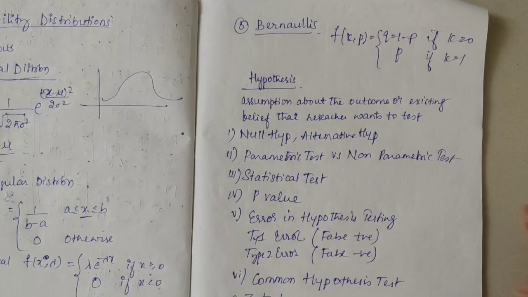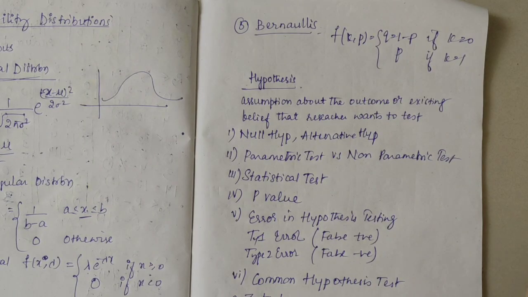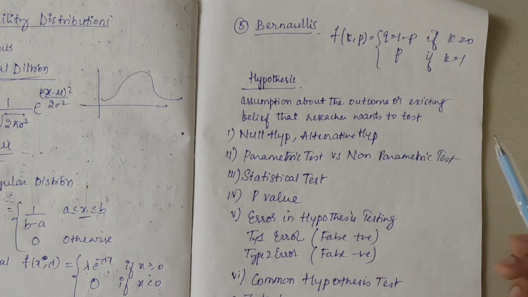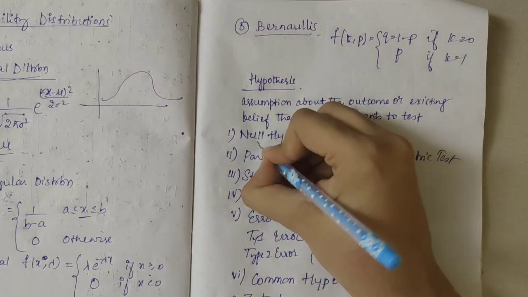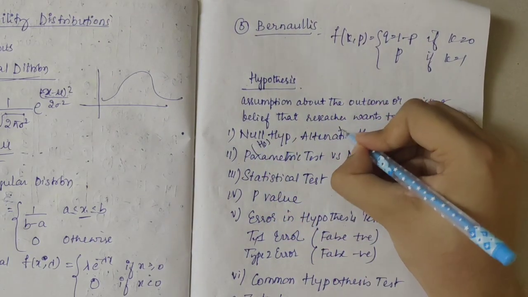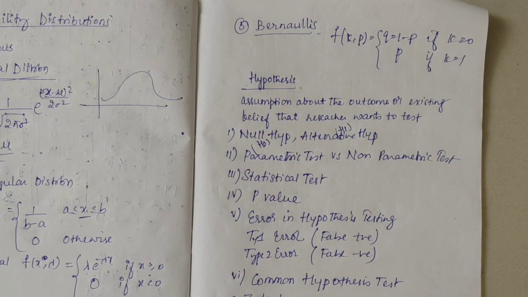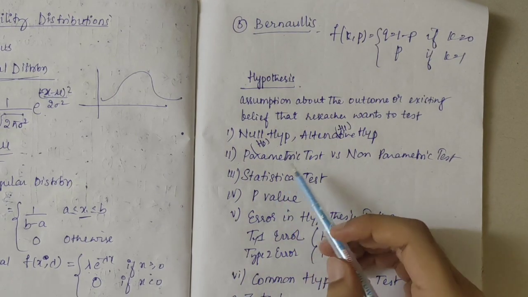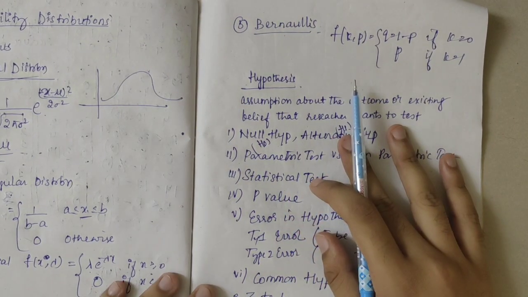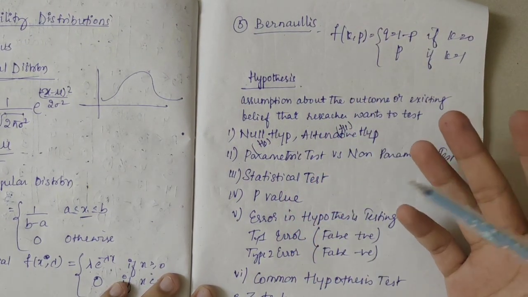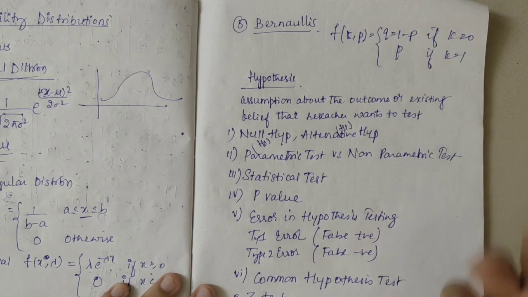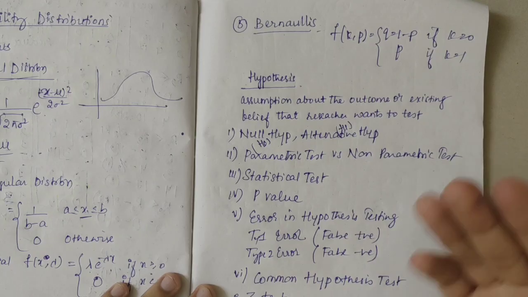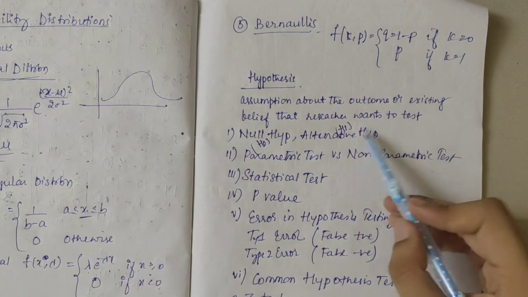Then we have the hypothesis topic. So hypothesis is an assumption about the outcome or existing belief that the researcher wants to test. In hypothesis, we have null hypothesis and alternative hypothesis. Null hypothesis is H0 and alternative hypothesis is H1. In null hypothesis, we have the existing belief. So there's no difference, even after performing the hypothesis test. In alternative hypothesis, the researcher claims whatever he or she wants to establish. So there is an effect or difference in this hypothesis.